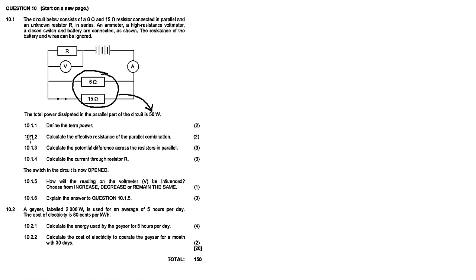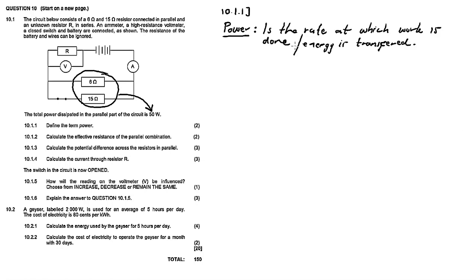And then 10.1.1: define the term power. There's a reason why I was playing around with the 50 watts, 50 joules per second. It's actually a definition of power. Power is the rate at which work is done or energy is transferred. So that's a definition of power. And then 10.1.2: calculate the effective resistance of the parallel connection.